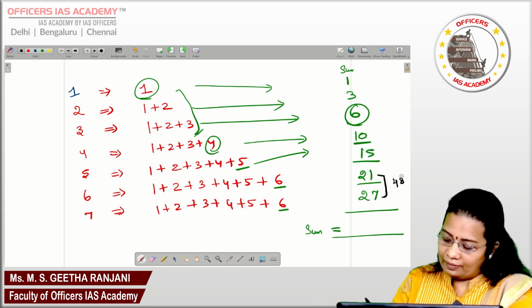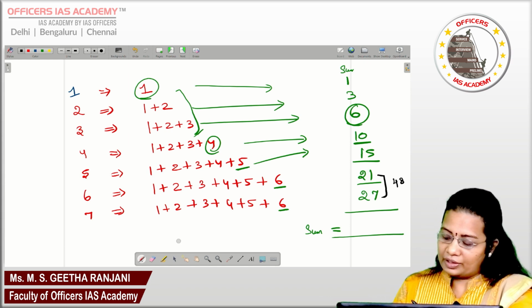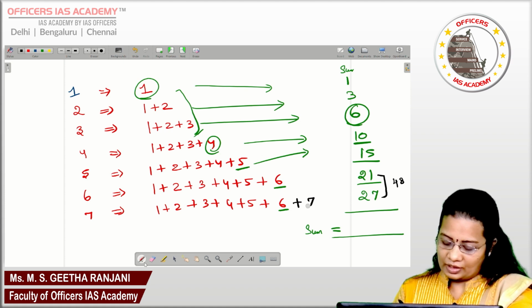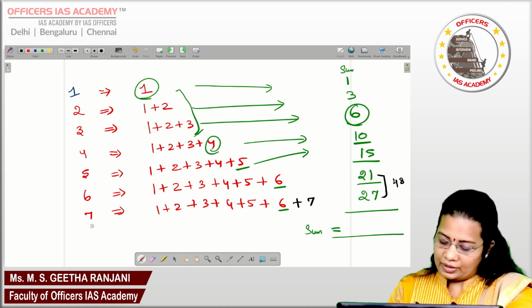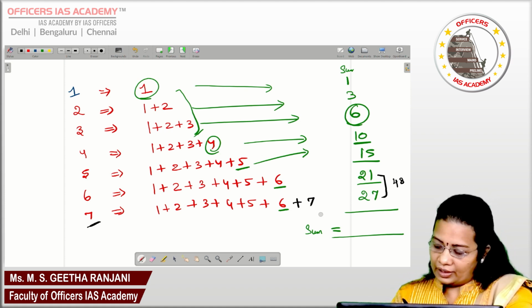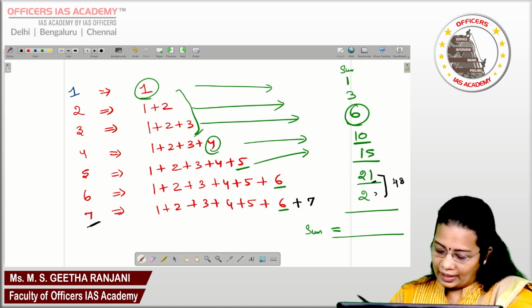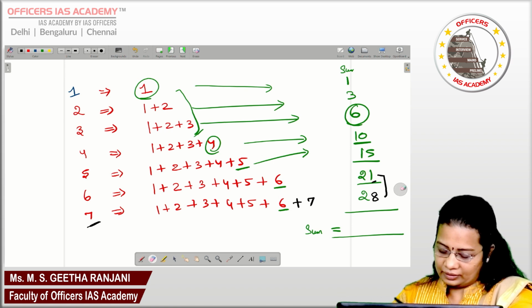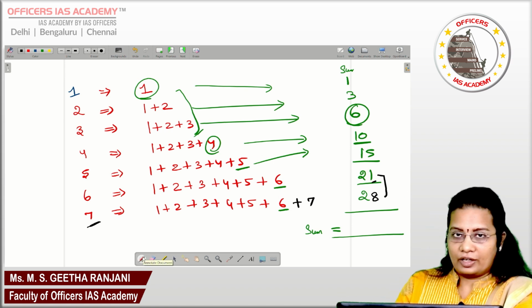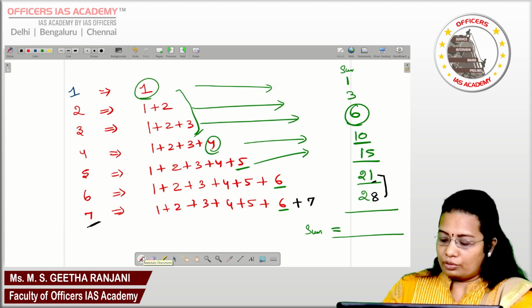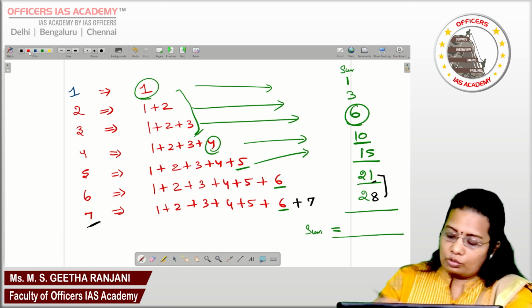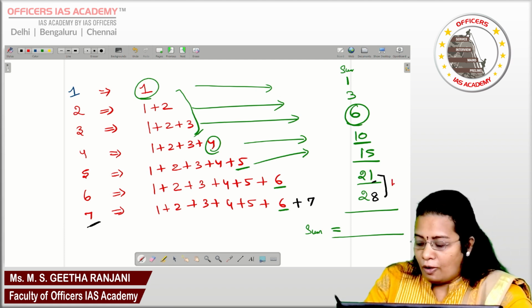Yes, here I have to take this number 7, right? For the 7th term, 1 2 3 4 5 6 7, I want to take. Already 21 is there. 21 plus 7, which will give me 28. Yes, there was an error. I have corrected it: not 6 plus 7, but 21 plus 7, 28. This 21 plus 28 gives me 49.